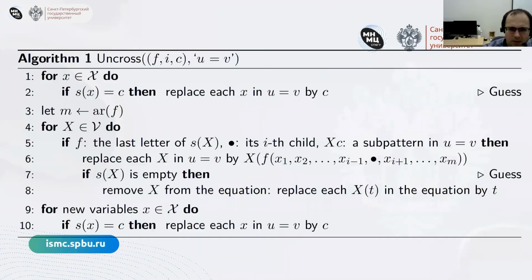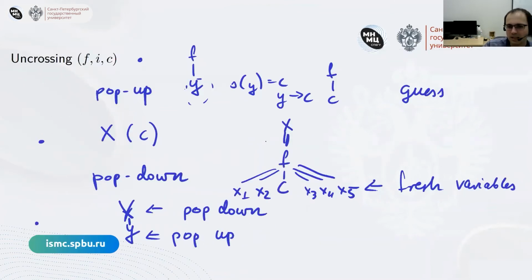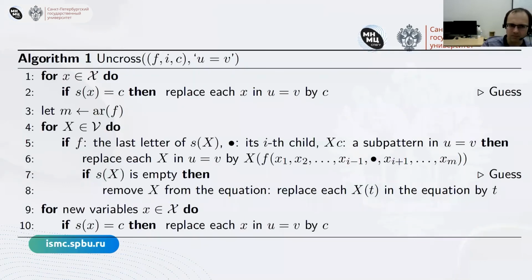For some reason, I also wrote this one, but maybe it's not important. Okay, so just for consistency, if some of those fresh variables is also c, then we also replace them, just to be consistent. So there's no variable which uses c. Okay, this is a code, but hopefully it's the same.